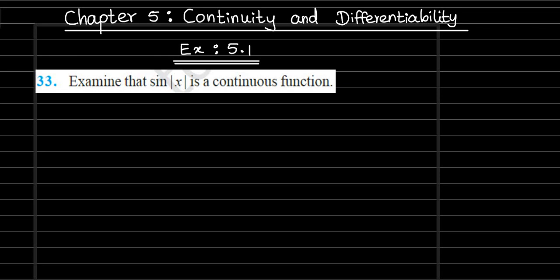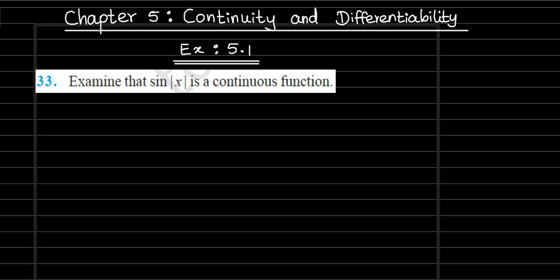In this video, we are going to see CBSE Maths Grade 12 Chapter 5 Continuity and Differentiability, exercise 5.1, 33rd sum. In the last videos I have already uploaded solutions up to the 32nd sum, so please do check them. Now let's start with the 33rd sum.